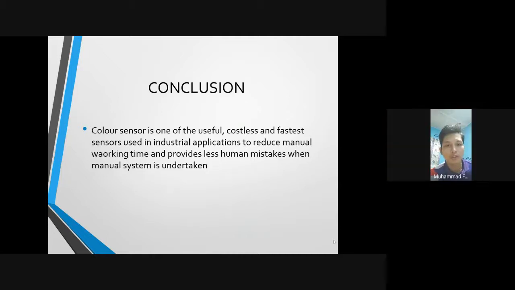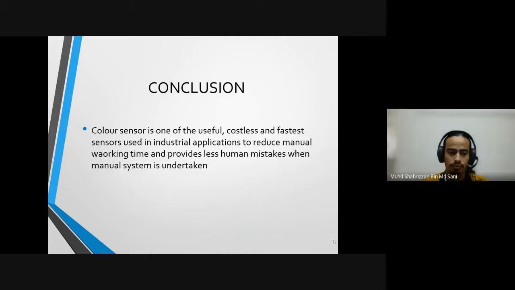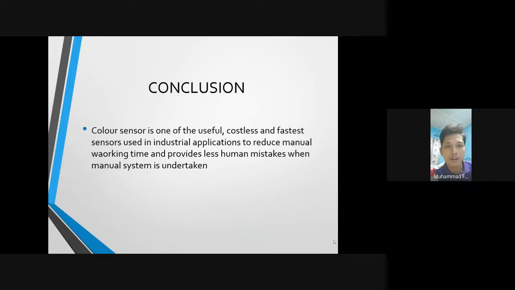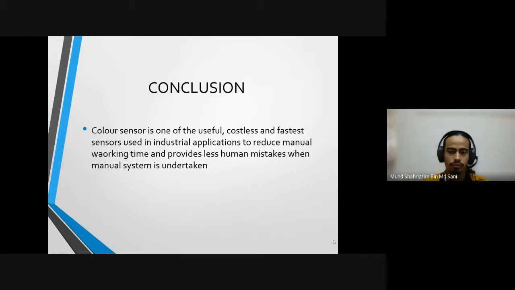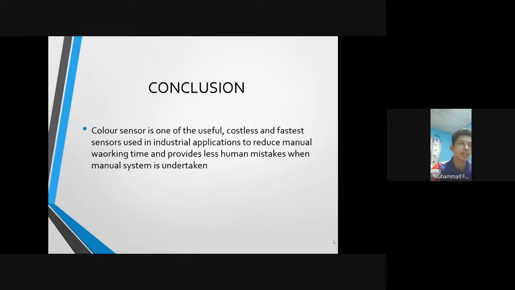We go into the conclusion. The color sensor is one of the most useful, cost-effective, and fastest sensors used in industrial applications to reduce manual working time and provide fewer human mistakes when a manual system is undertaken. That's my presentation. Thank you.